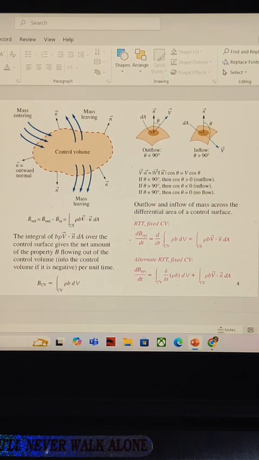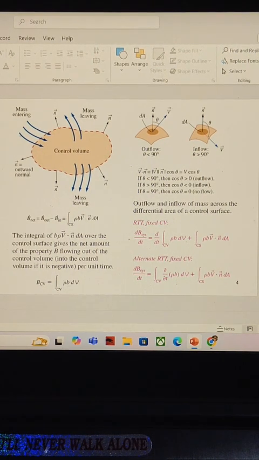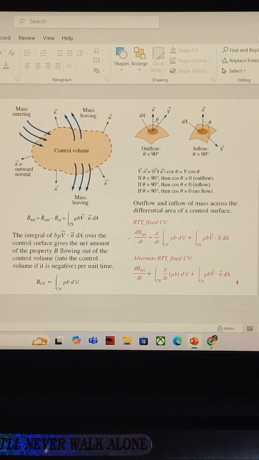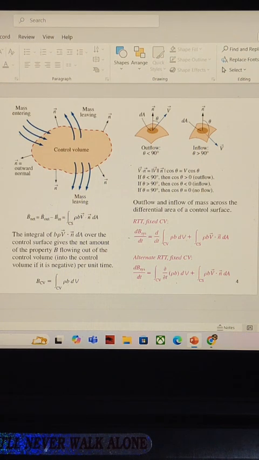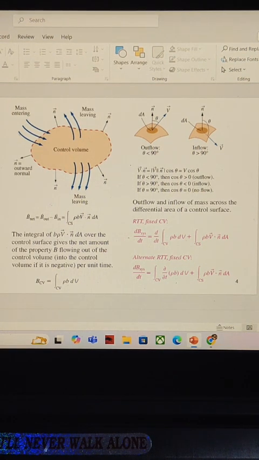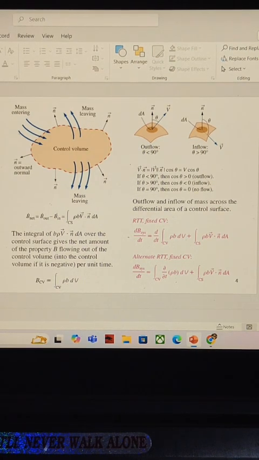The integral of b rho dV over the control volume gives the total amount of B in the volume, while RTT relates the time derivative of B system to change inside the control volume and across the surface. The alternate RTT formulation separates time variation of rho b and the flux terms, emphasizing their roles in system behavior. This slide highlights the importance of evaluating flux integrals accurately for conservation laws like mass, momentum, or energy.